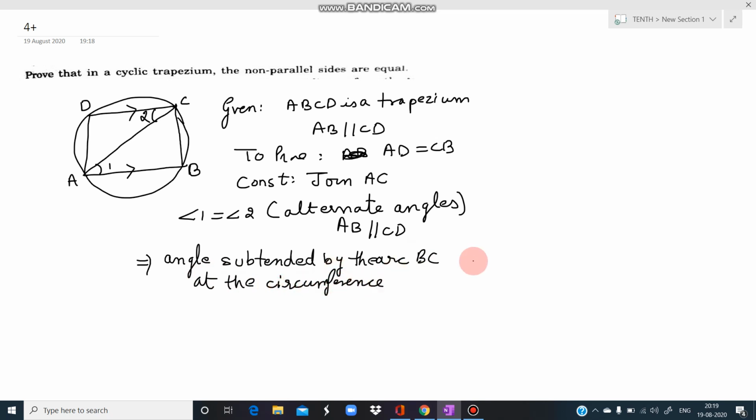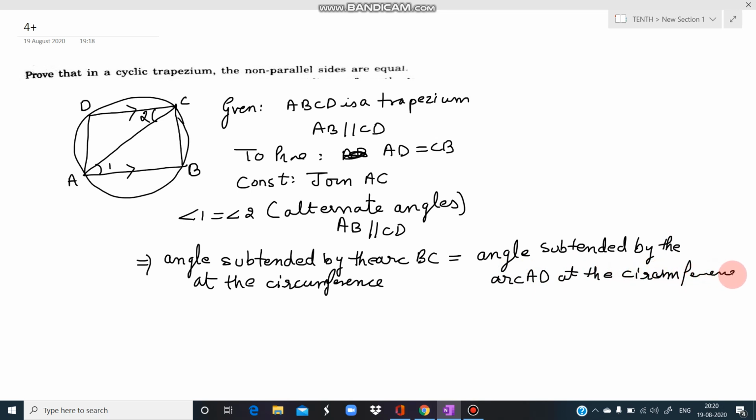And what is angle 2? Angle 2 क्या है? It is the angle subtended by the arc AD at the circumference. My handwriting is a little bit like this. So if angles are equal, it means that arcs are equal. So it means that arc BC is equal to the arc AD.